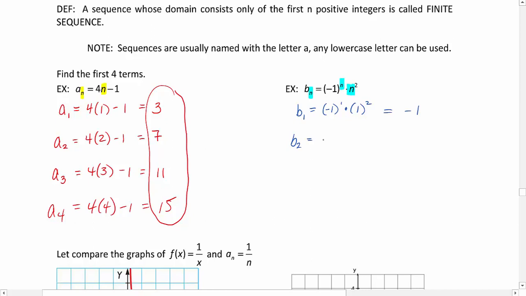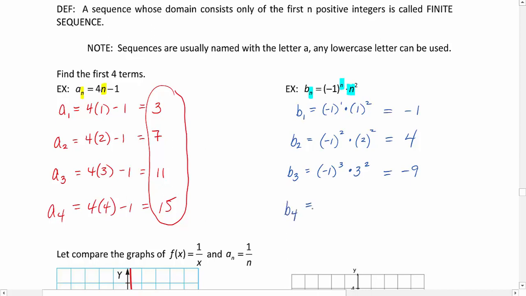B sub 2, that'll be negative 1 squared times 2 squared. Negative 1 squared is positive 1. 2 squared is 4. Positive times a positive, we're going to get positive 4. B sub 3, that'll be negative 1 to the third times 3 squared. Negative 1 to the third is negative 1 times 3 squared, which is 9. That'll give us negative 9.